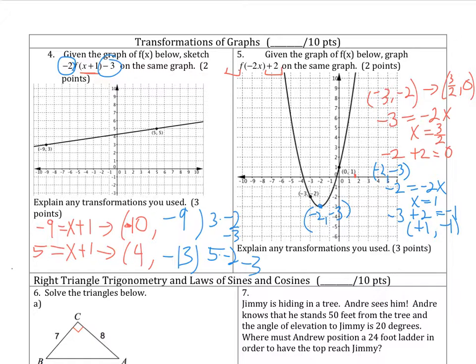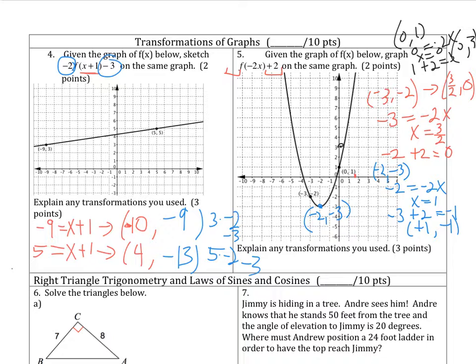And finally, we've got a third point, 0, comma 1. I'll do the x first. 0 is equal to negative 2x. That means that x equals 0. And we'll look at the y. The y is going to be 1 plus 2, which is 3. So 0, 3 would be that point.